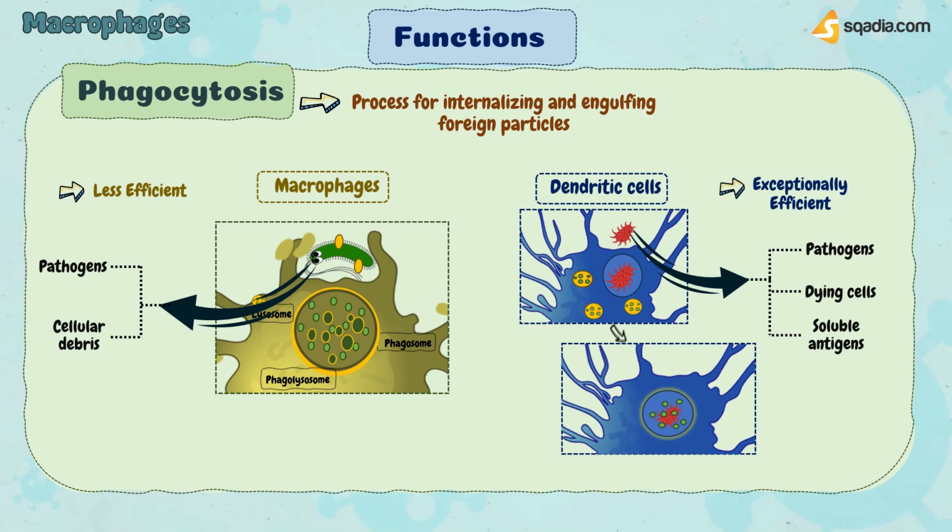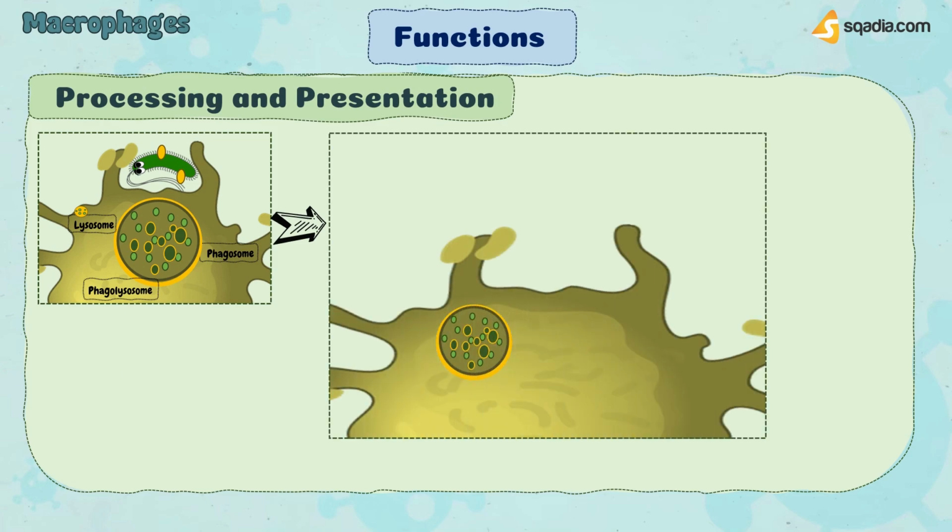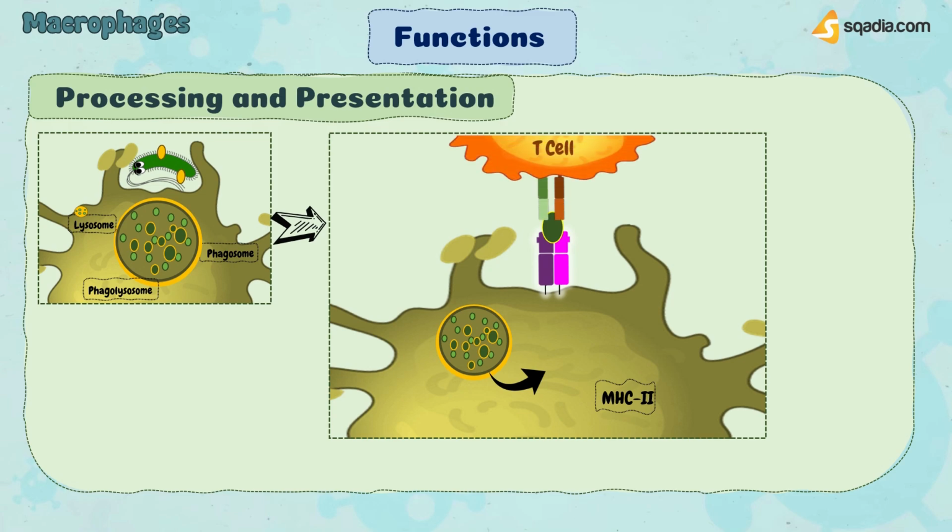Next comes processing and presentation. Now, after phagocytosis, macrophages process and present fragments of antigens on their cell surface using major histocompatibility complex, or MHC, molecules, specifically MHC class II. The processed fragments of antigen get loaded onto the MHC molecule inside the cell. And then this antigen-MHC complex goes to stand on the surface of macrophages as a tag, to be detected by other immune cells. This antigen presentation enables macrophages to communicate with T cells, activating the adaptive immune response and shaping the subsequent immune defense.